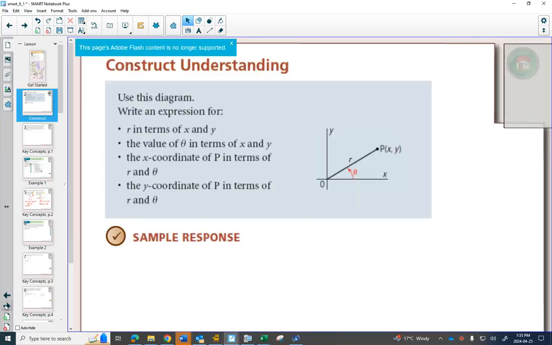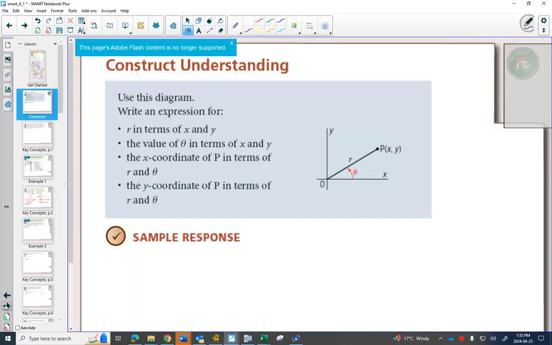Okay. So now we have a general diagram and the construct of the understanding. We can go straight down and make our 90-degree triangle, which would make this side x and this side y. Would you agree a squared plus b squared equals c squared? So we can write that x squared plus y squared equals r squared. That answers question number 1. That's writing r in terms of x and y.